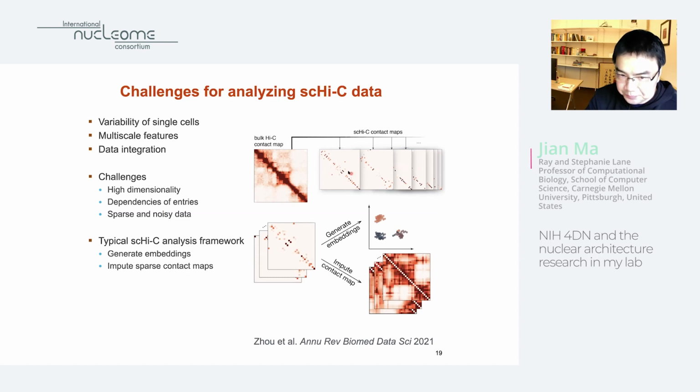So here's an example, the bulk Hi-C contact map. You can see some structures on the diagonal and even off-diagonal ones. But if you look at a single-cell Hi-C contact map, it's very sparse. So our goal is to enhance this, right? The typical single-cell Hi-C analysis framework involves generating embeddings of the cells. So you can study, say, from the cell population, whether there are intrinsic clusters of cells into cell states or cell types. And we also want to impute these sparse contact maps so that you can derive more refined 3D genome features at single-cell resolution, so you can look at their variabilities.